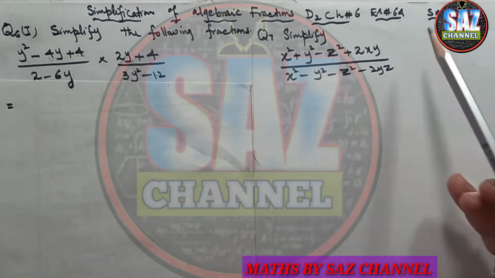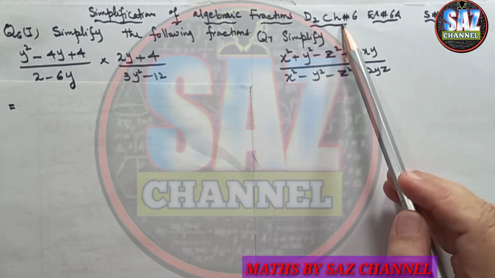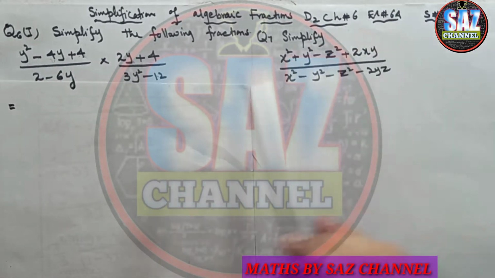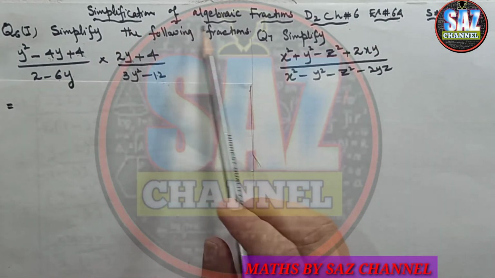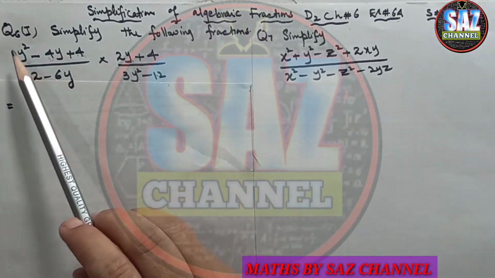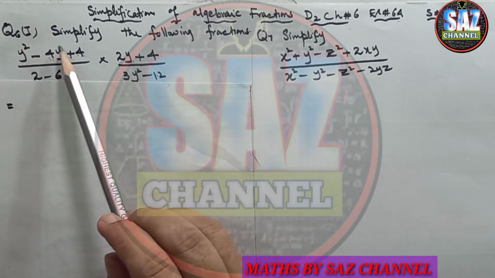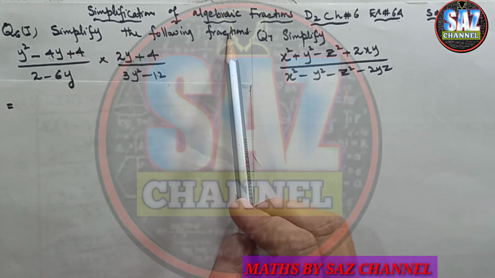This is my 12th lesson of D2 chapter number 6 exercise 6A, that is about simplification of algebraic fractions. In this lesson I will solve question number 6 that says simplify the following fractions.